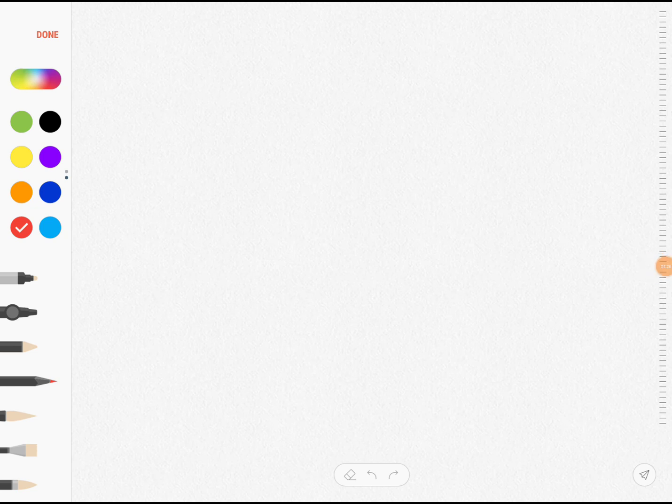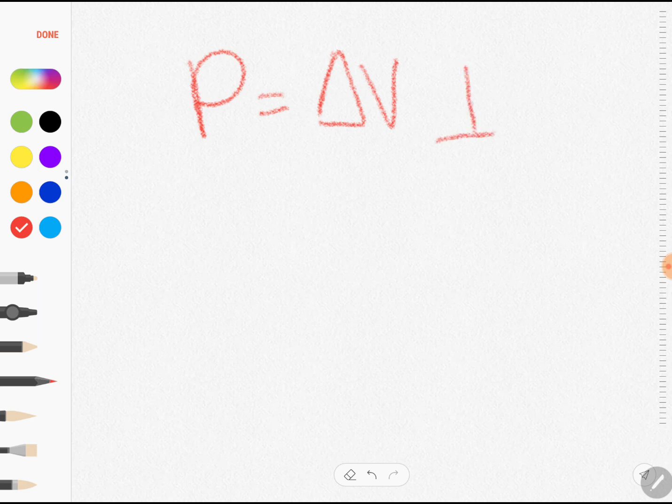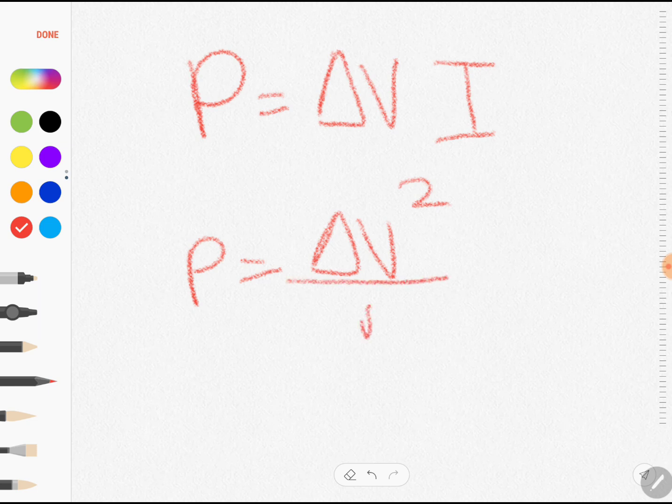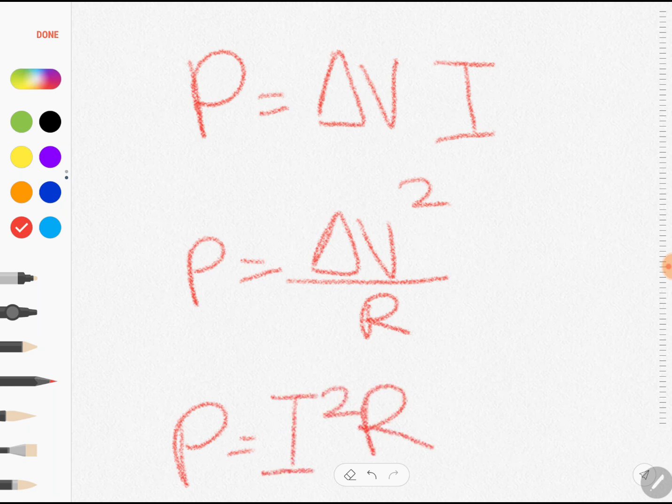Okay, so from here we can now have the 3 formulas for power. The original one, power is potential difference times current. The second one is power is equal to the square of potential difference over R. And the third one is power is equal to current squared times resistance.